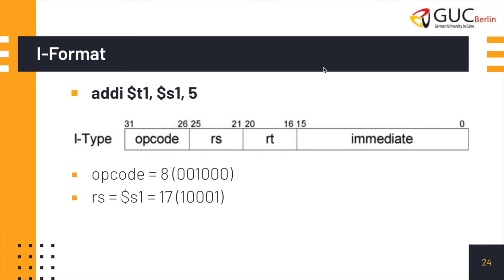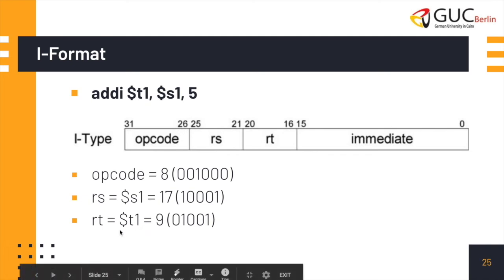Now moving on to the RT, we have that the register RT is register T1, which is equivalent to register 9. From the table we will find that T1 is register number 9. To convert 9 from decimal into binary, it will be 1001, which is 4 bits.